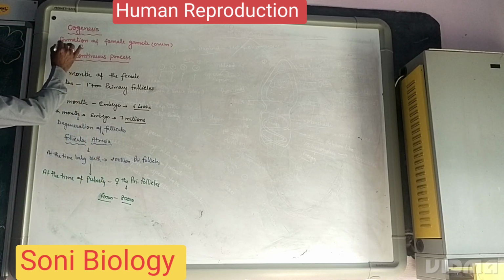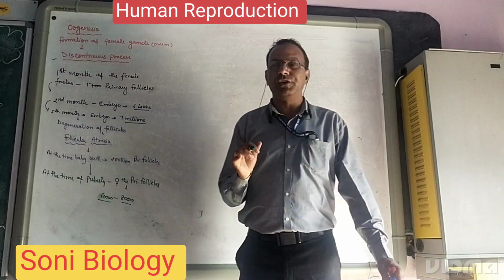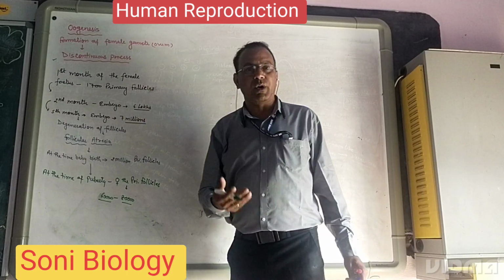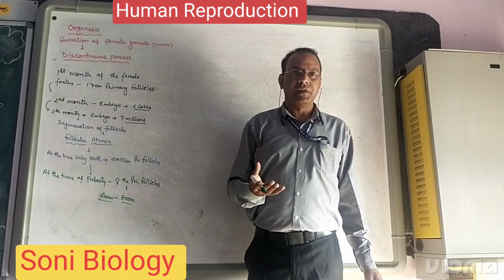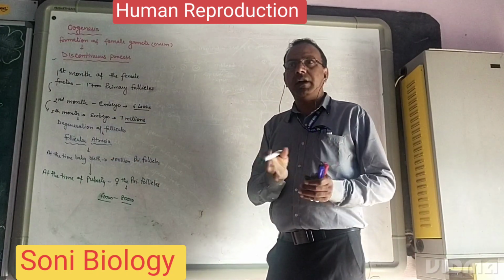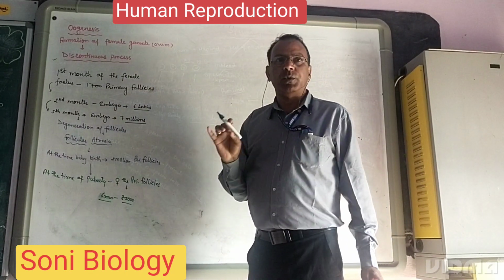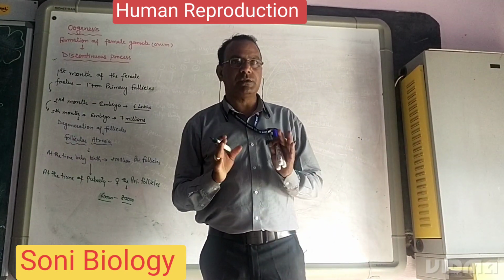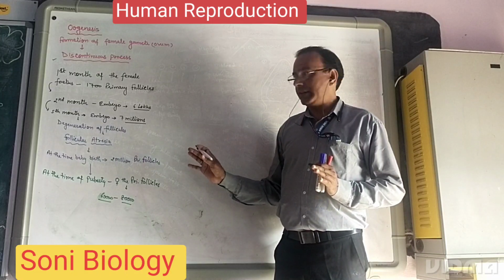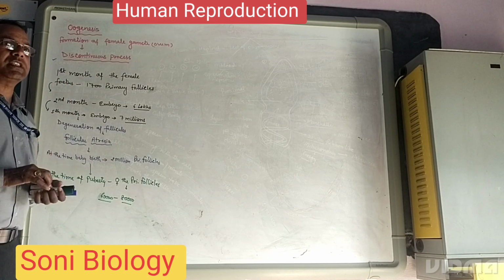As we have discussed, oogenesis is a discontinuous process. How does this discontinuous process take place? We have studied that in the first month, second and fifth month, the number of primary follicles increases. But after the fifth month, due to follicular atresia, the number of primary follicles reduces. So we can say that the oogenesis process is discontinuous, whereas spermatogenesis in male is a continuous process. First of all, this one. And second one is how the oogenesis process takes place.